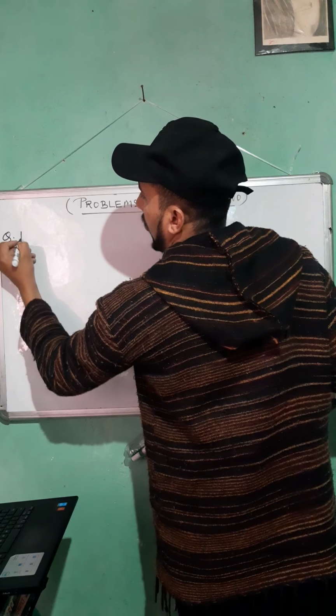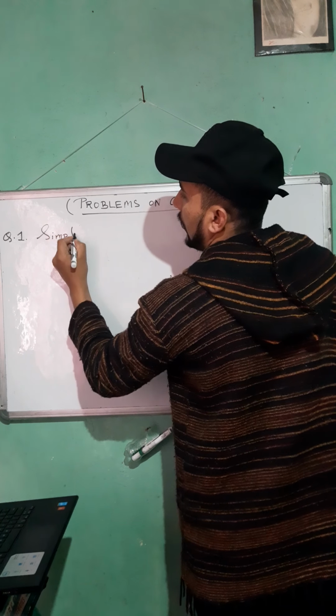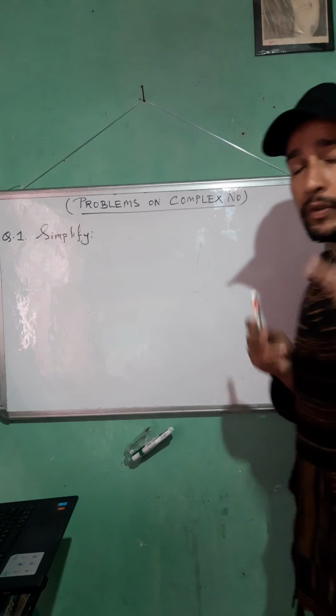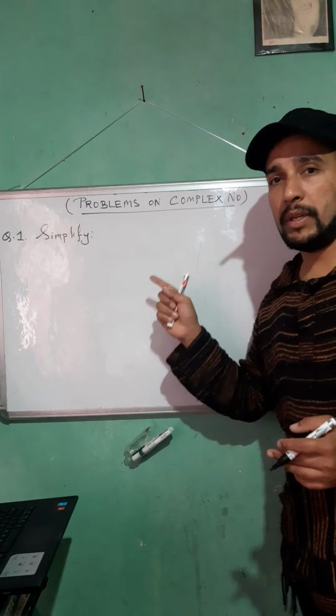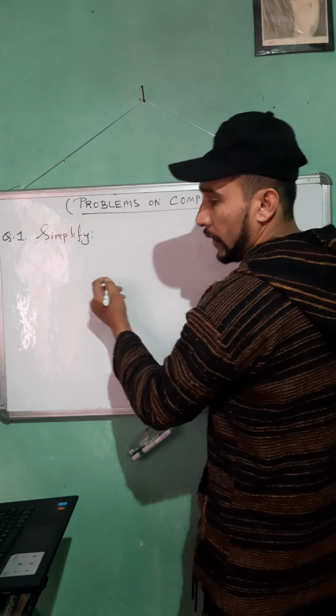Question number 1. Simplify. Very simple question. Simplify. Algebraic simplification, you know. Simplification of real numbers, natural numbers, whole numbers, you have the idea. Now, how to simplify complex numbers, if the equation is given in complex form?